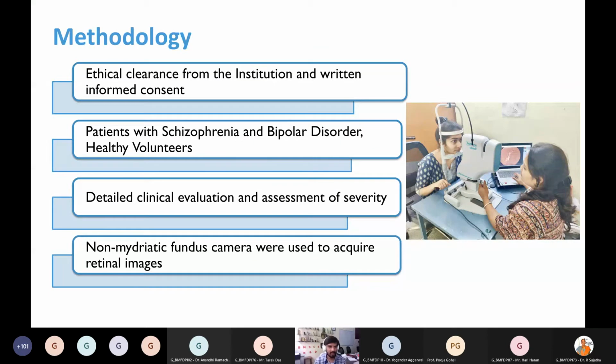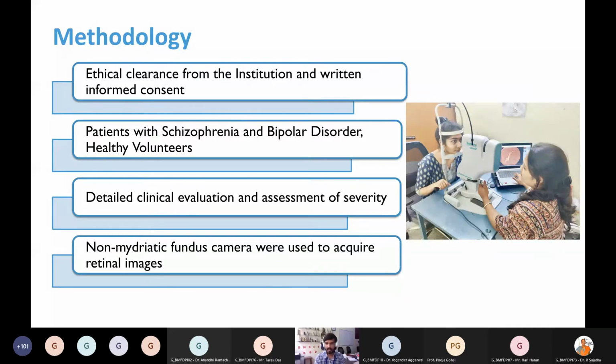We went to the ethical committee and then started working with patients with schizophrenia, bipolar disorder, and healthy volunteers. We did detailed clinical evaluation. I'm not a clinician, but thanks to my supervisor, who helped me identify a clinician who could do the analysis. To classify a person as bipolar, schizophrenic or normal, it's not a test with a submission; it's all about assessment. You ask them some questions, you ask their caregiver some questions, and come up saying this person is schizophrenic, this person is not, and so on.